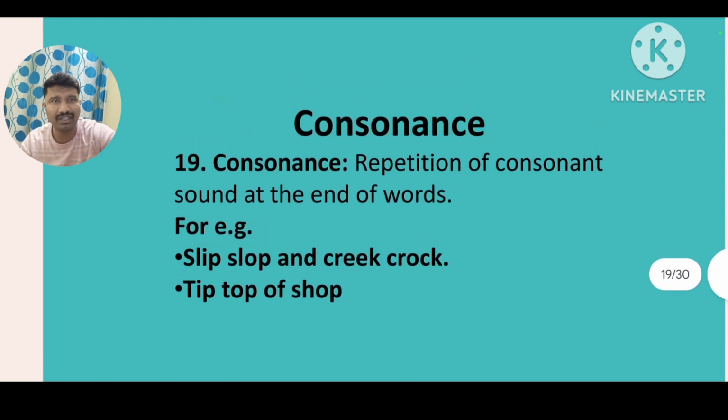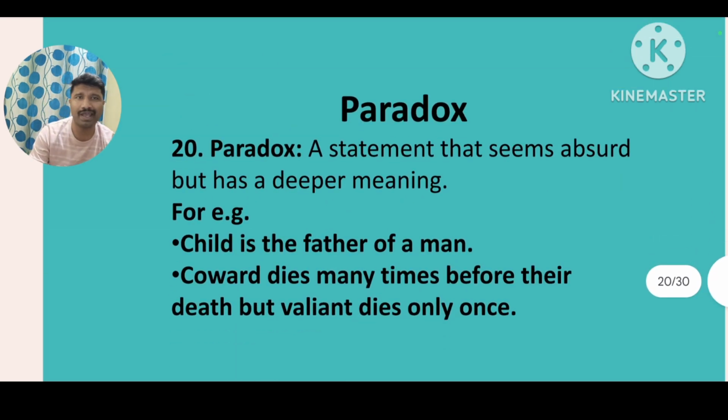Next one we have is consonance. Consonance means repetition of consonant sounds at the end of the words. Slip, slop, and creak, crock. It's an example. Tip top of shop. This is the example. Next, we have the paradox.